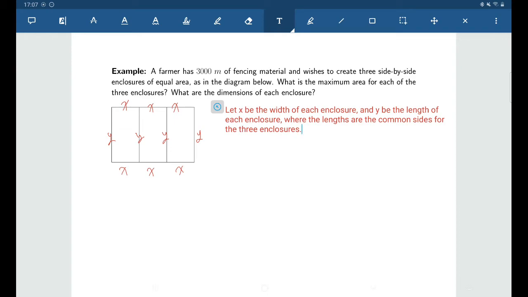I also have to be clear here, because when I say width and length, length is not always the longer side and width is not always the shorter side. So I want to make it clear that the y sides are the sides that are being shared. That's why I say the lengths are the common sides for the three enclosures. So y are the sides that the enclosures are sharing.